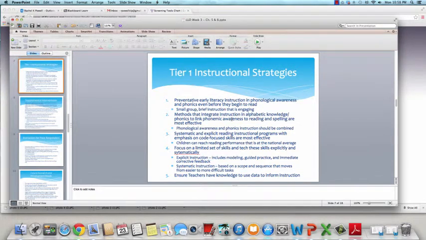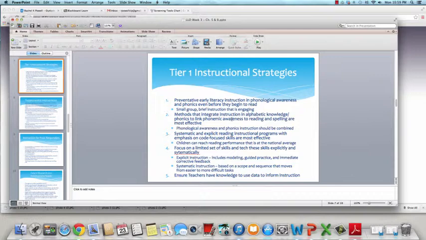So Tier 1 instructional strategies. What does Tier 1 look like? We know that if you incorporate preventative early literacy instruction, phonological awareness, and phonics, it needs to be done even before they read, in preschool, in kindergarten. Of course, preschool is not always going to be possible, but beginning in kindergarten, they need early literacy instruction in these two components. This can consist of small group, brief instruction, usually about 15 minutes daily, that's engaging.